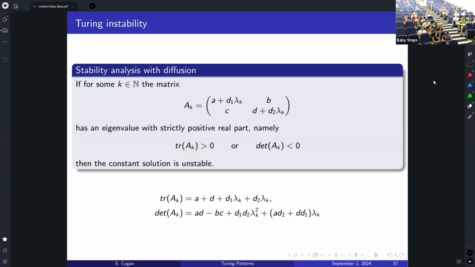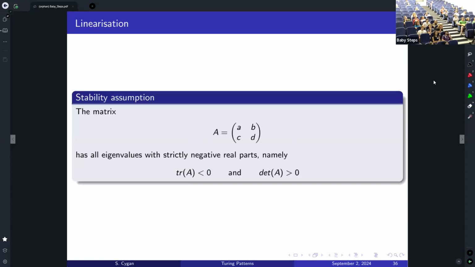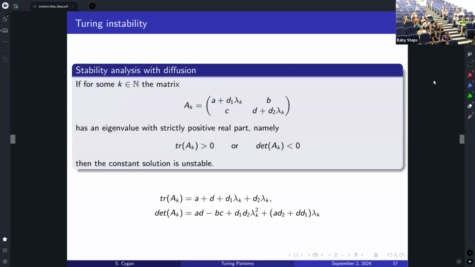And the expression for the determinant is a bit more involved, because the determinant of matrix A is assumed to be positive. So A times D minus B times C is positive. Which means that this quantity, AD minus BC, is positive. This quantity, D1 multiplied by D2 multiplied by lambda_k squared, is also positive, because we have only positive expressions. So the only way to make it negative is to use this one.